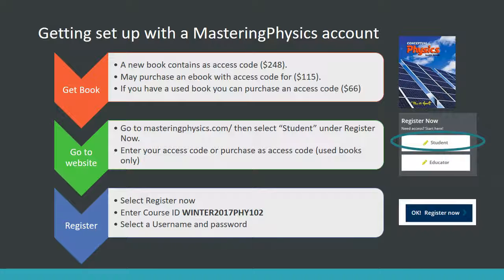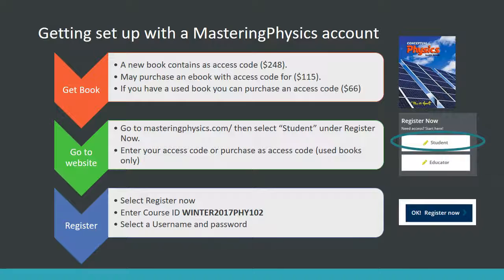A cheaper option is that you can purchase an ebook and with access code online for $115. So you won't have a hard copy book, but you'll be able to look up anything you need in the book online. And this does work for this course as well and gives you the access code to Mastering Physics. Your third and final option is to buy a used book, and then you could purchase an access code online for $66. So if you were able to find a really cheap used book of this, I believe it's the 12th edition, then you could purchase just the access code online for $66.